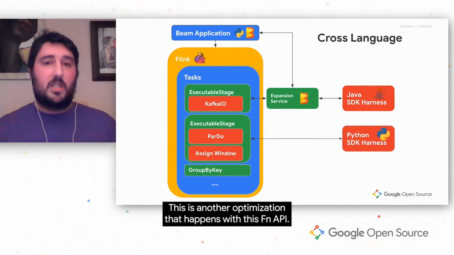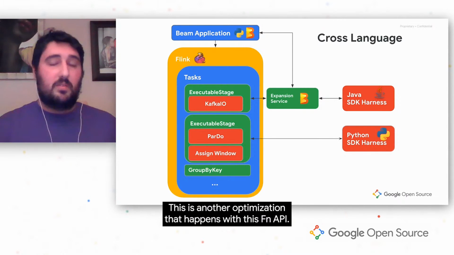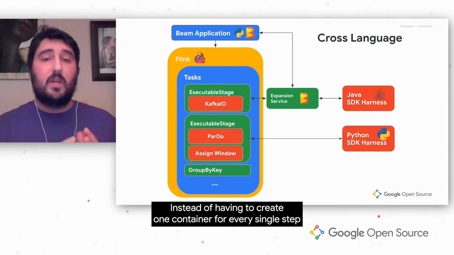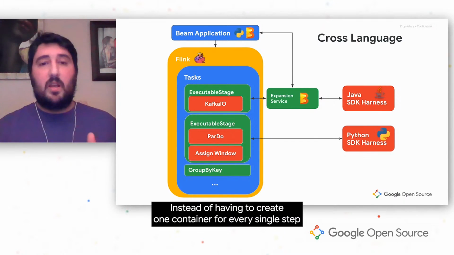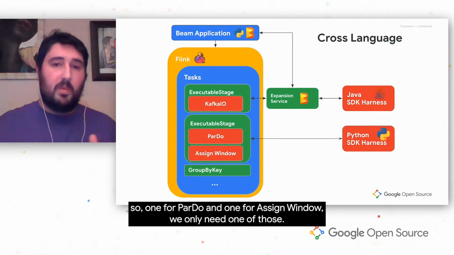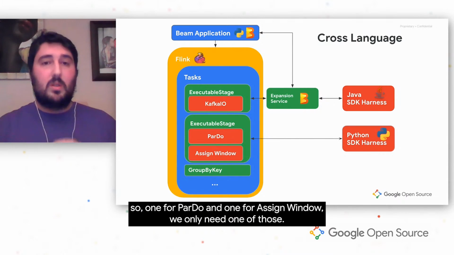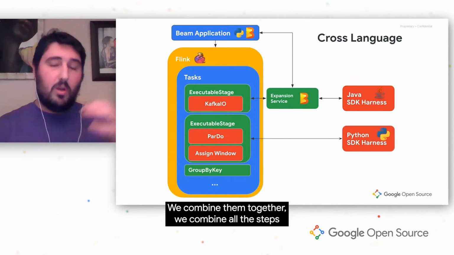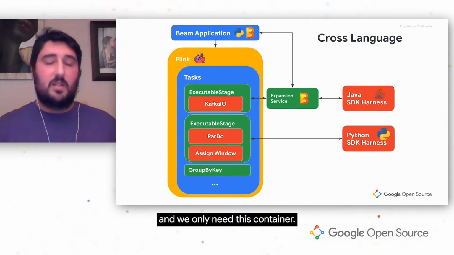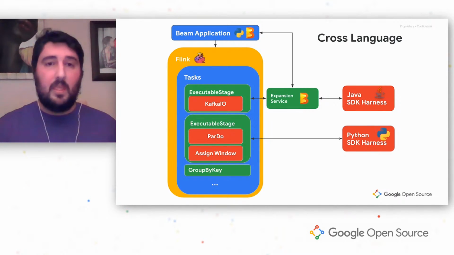And we can see that we have two steps there, ParDo and AssignWindow. This is another optimization that happens with this Fn API. Instead of having to create one container for every single step, so one for ParDo and one for AssignWindow, we only need one of those. We combine all the steps together, and we only need this container.